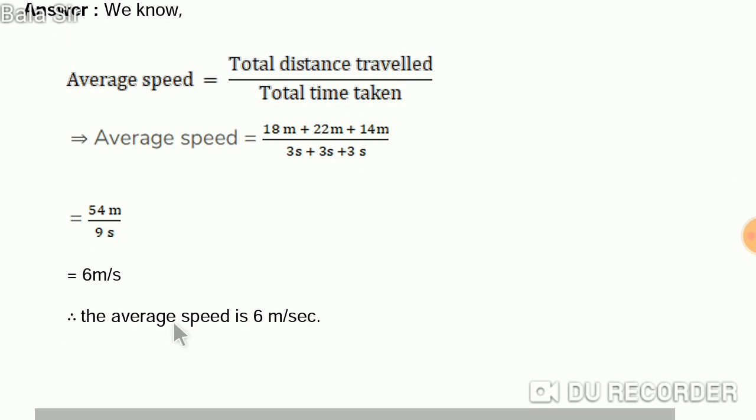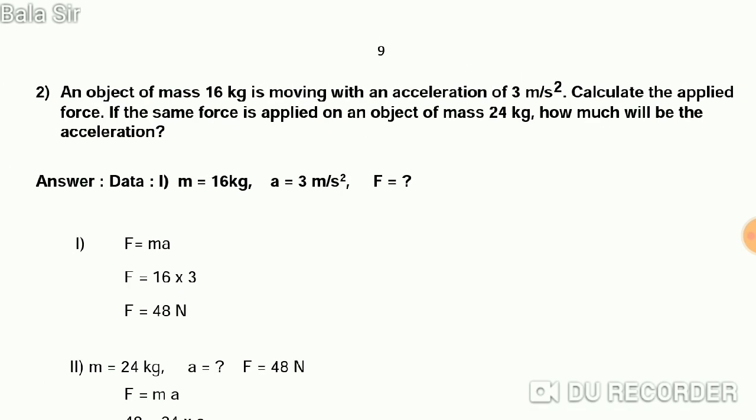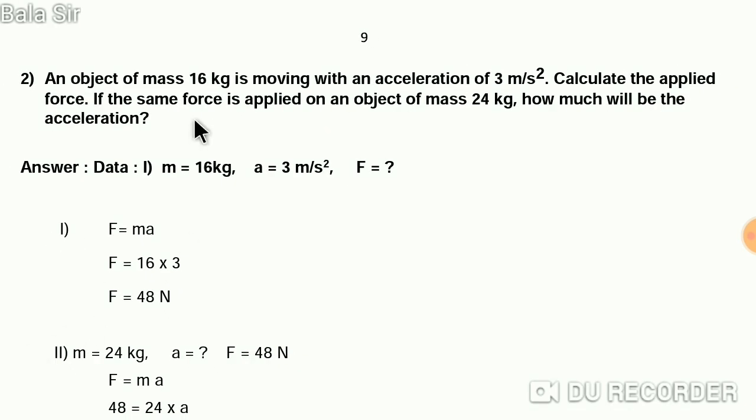Next sum. An object of mass 16 kg is moving with an acceleration of 3 meter per second square. Calculate the applied force. Now here mass is given as 16 kg, so I wrote m is equal to 16 kg. Then moving with an acceleration of 3 meter per second square, so I wrote A is equal to 3 meter per second square. We have to calculate the force.